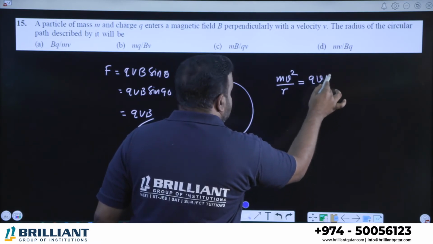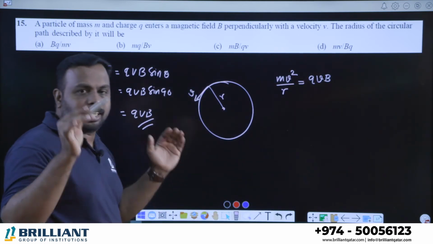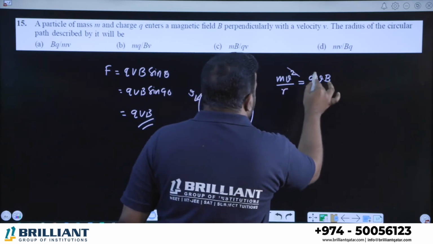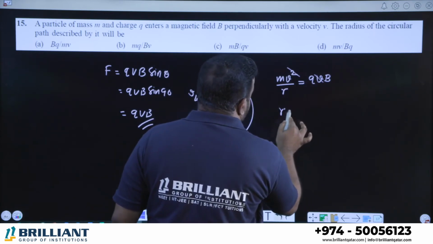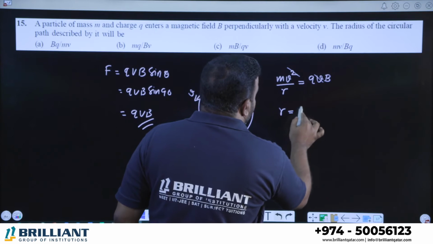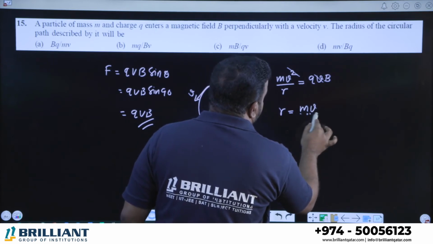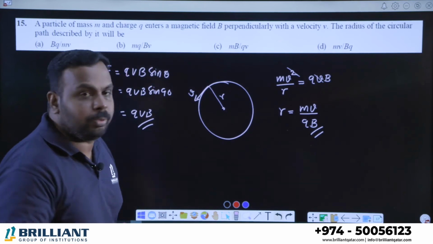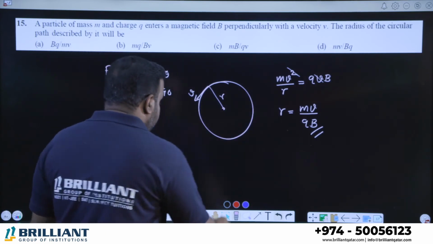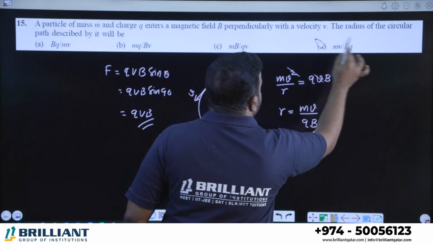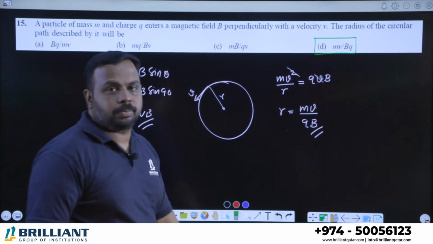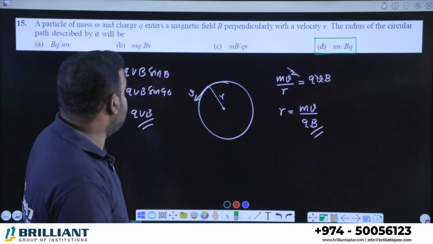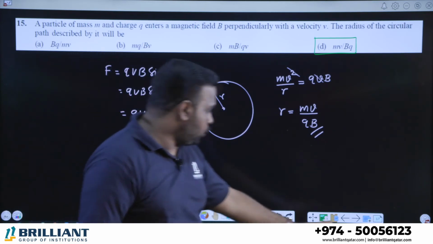It is provided by the Lorentz force. We already got the Lorentz force as qvB. This is the idea: centripetal force is provided by the magnetic Lorentz force. One v will be cancelled. We have to find the value of r. So r is equal to mv by qB. Look at that, mv by qB. It's option D, right? mv divided by qB. So that's the answer for the question. Very simple. The basic idea is centripetal force is provided by magnetic Lorentz force. Okay, I'm going to the next.